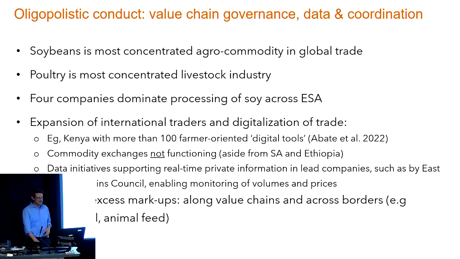And so we're seeing that the story about trade and food markets is really a story about oligopoly. It's a story about understanding the concentration of production, not production at the farming level, but production in terms of processing and trade. There are 4 companies that dominate soy production across East and Southern Africa. And they dominate it, so no matter how much you do about digital tools for farmers, you're not going to change the power dynamic.